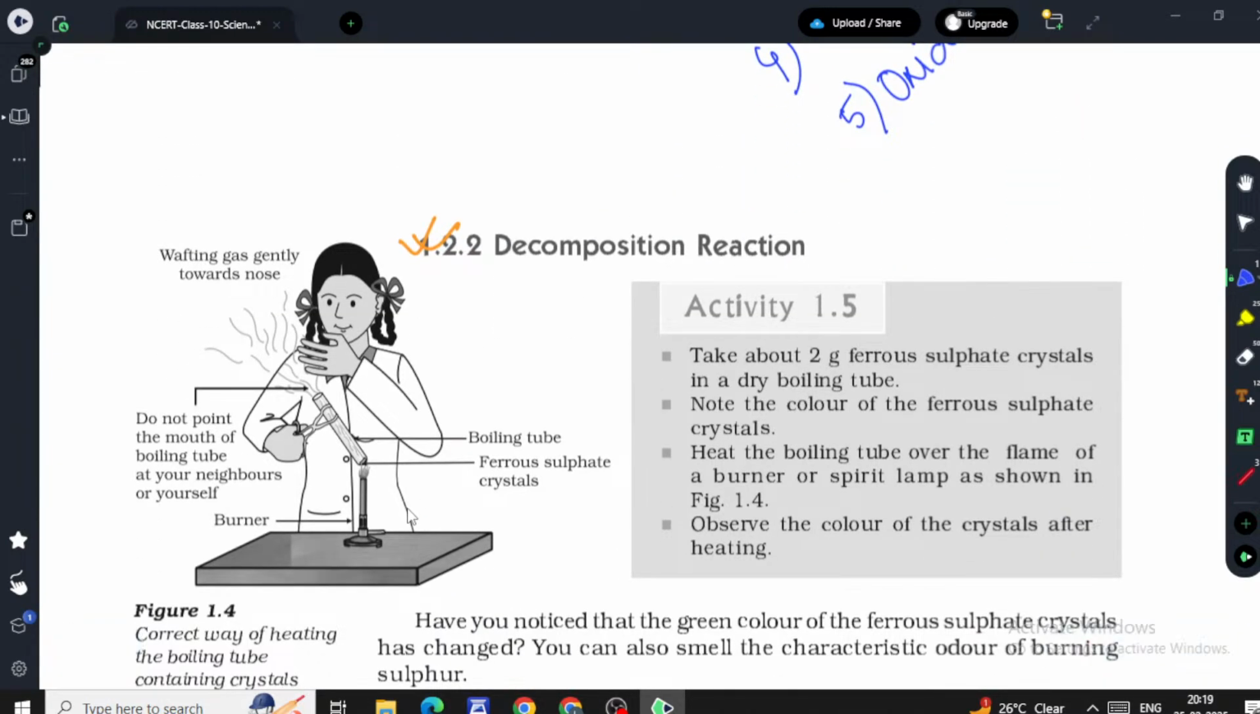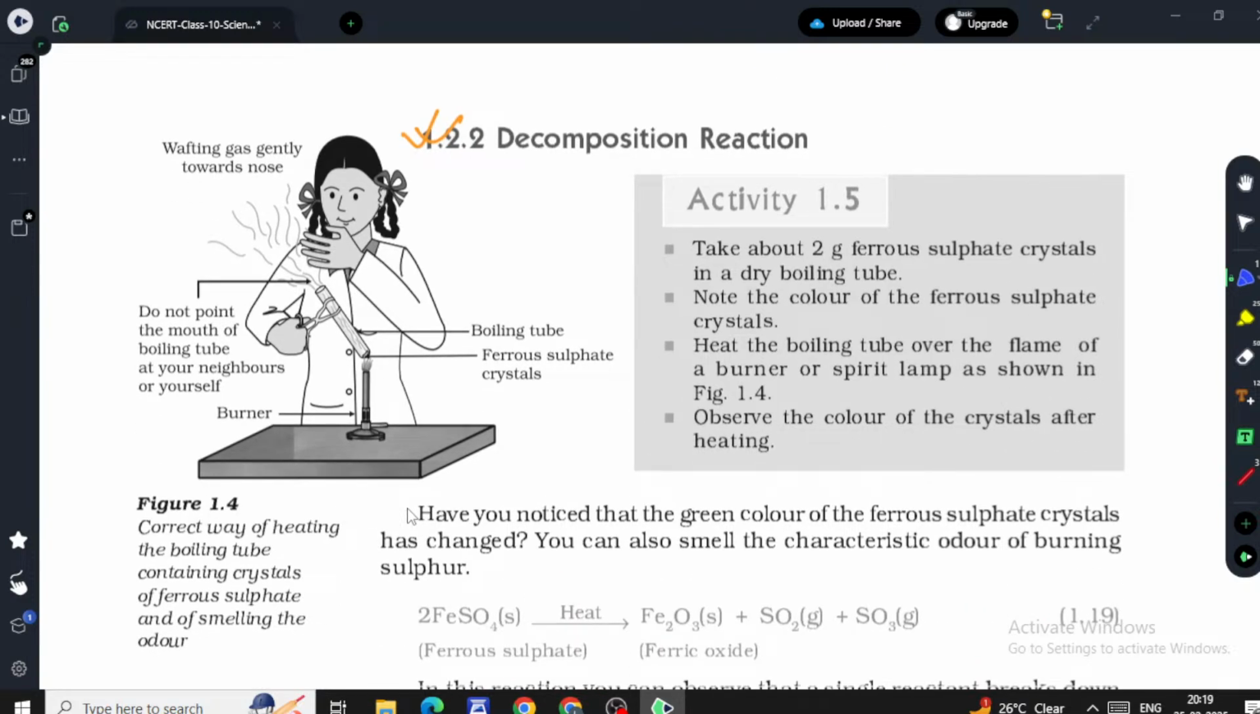Now, decomposition reaction. What is decomposition reaction? Here, do not point the mouth of the boiling tube at your neighbors or yourself. This is the burner. This is the boiling tube. Ferrous sulfate crystals, wafting gas gently towards the nose.